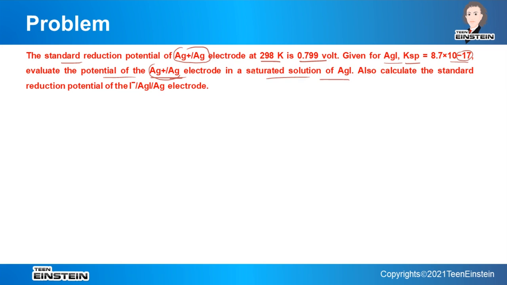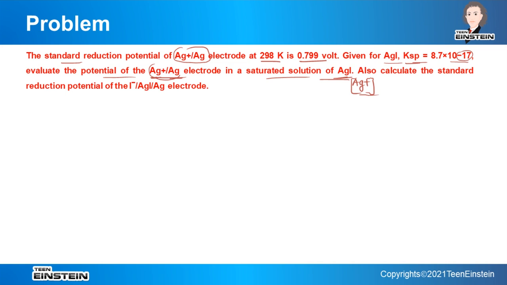So for the saturated solution of AgI, if you know the corresponding concentration of Ag+ in AgI, which can be easily found from Ksp, then in place of the concentration of Ag+, you have to put this value. Okay, so this is the first part.